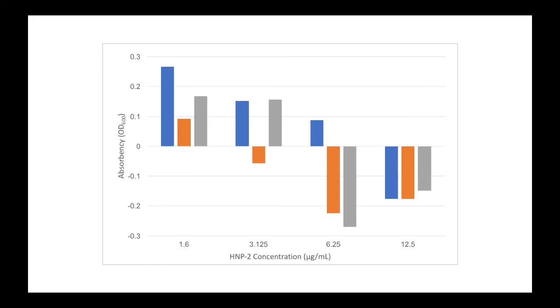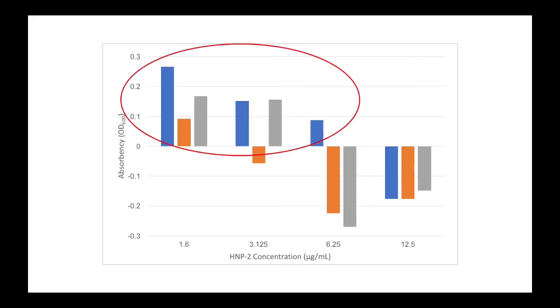This graph compiles the acetic acid MIC data and the human neutrophil peptide 2 MIC data. The average acetic acid absorbance value for each concentration was subtracted from its corresponding average AMP absorbance value. The difference in absorbency is on the y-axis, while the AMP concentration is on the x-axis. Blue bars represent S. aureus, orange bars represent P. aeruginosa, and gray bars represent the mixed culture.